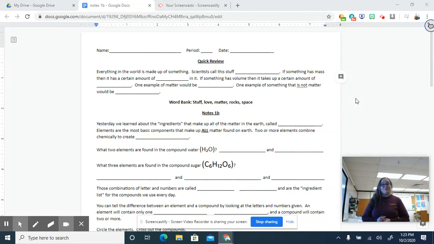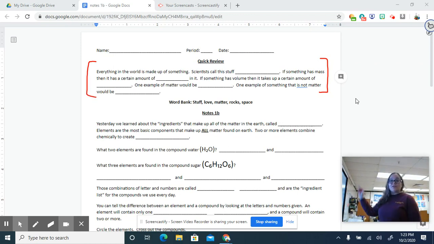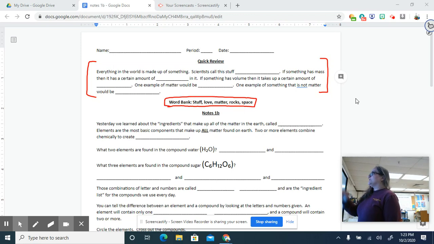Hello and welcome back. Because this is our second page of notes in this unit, you'll notice that at the top of the page there is a quick review. Every set of notes from now on for the rest of the school year is going to have a quick review at the top. Notice that you do have a word bank. Use the word bank to fill in those blanks in the quick review.